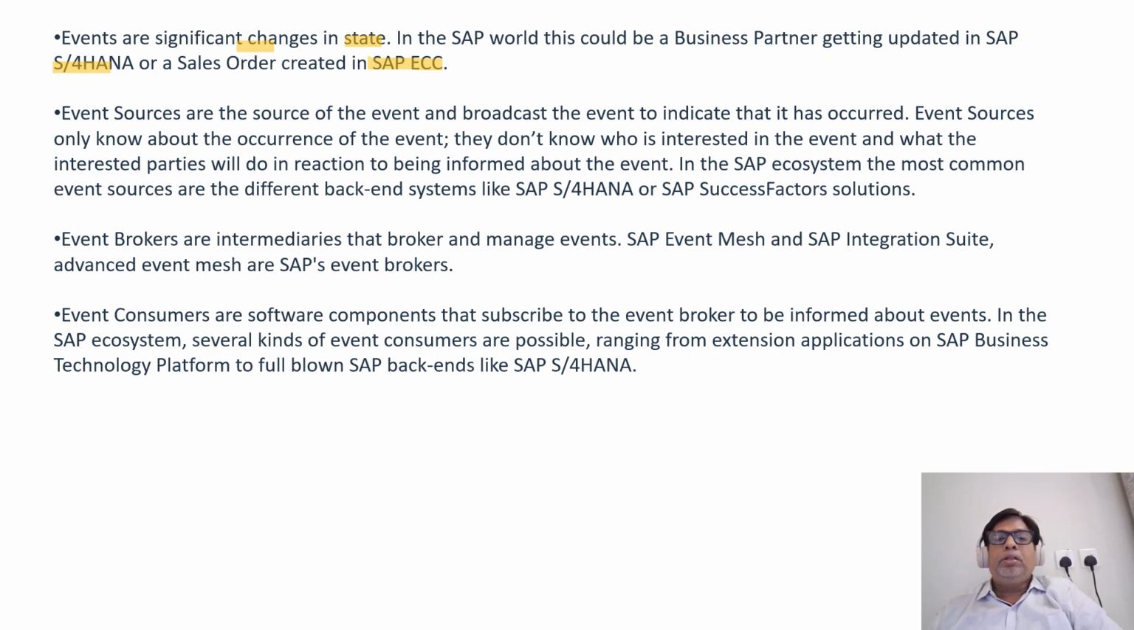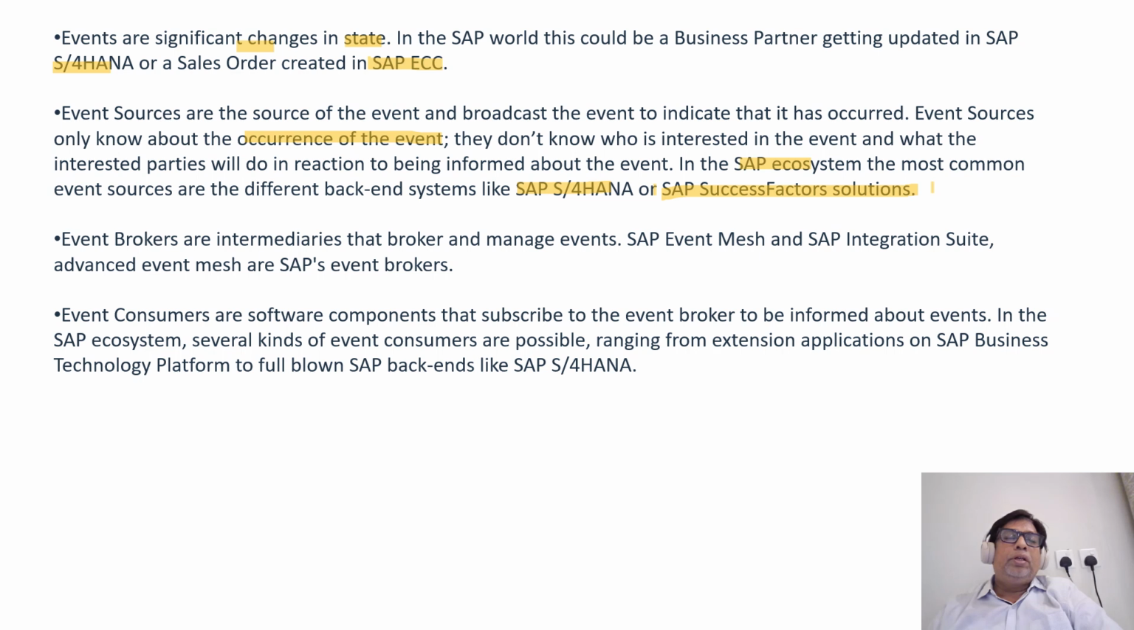Event sources broadcast events, indicating that something has occurred. Event sources only know about the occurrence of the event. Once the event has happened, it becomes known to the particular event broker, and interested parties react, being informed about the event. In the SAP ecosystem, the most common event sources are different backend systems, most likely SAP S4HANA and the SuccessFactors system. SuccessFactors is also an event-driven system which utilizes APIs. We'll discuss SuccessFactors APIs, how they work with event-driven architecture, and how things work in the further slides.